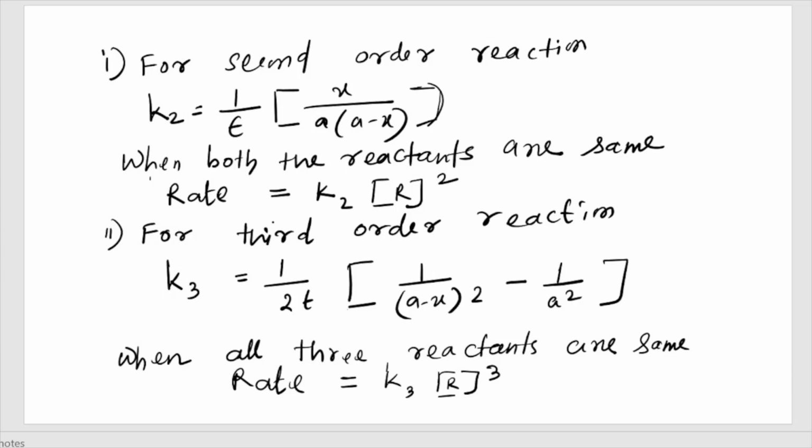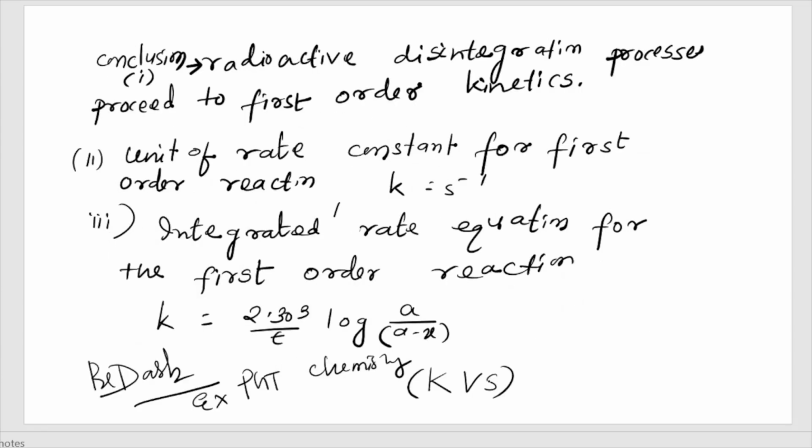When both the reactants are the same, remember the reactants should be the same, that means R to the power 2. Third order you will also remember this formula, where the constant is called k3, and rate equal to k3 R to the power 3. This is for second order and third order reactions. And then we come to the conclusion. What is the conclusion of the first order reaction?